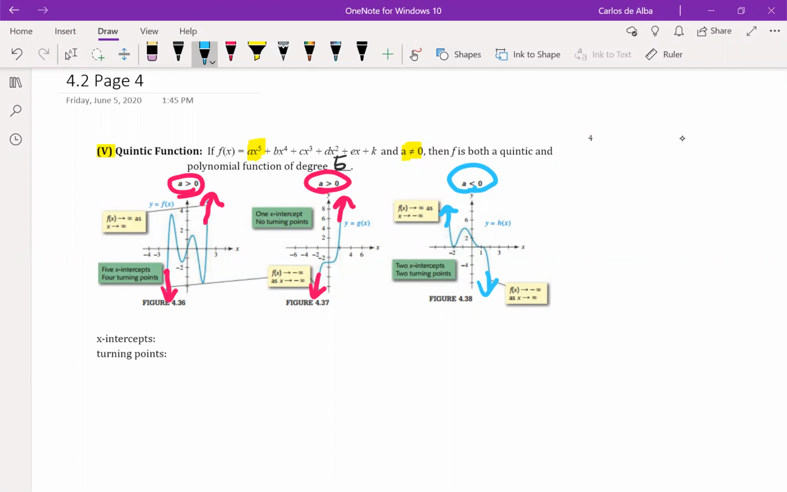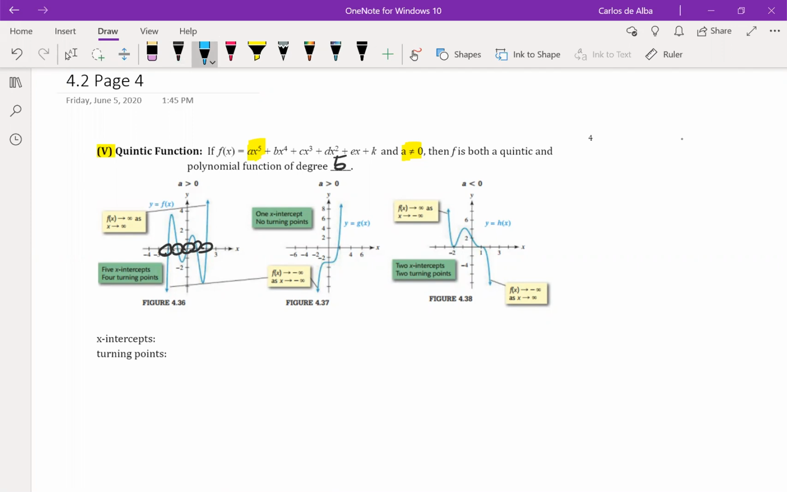Now let's look at the little green boxes. The first one says we have 5 x-intercepts and 4 turning points. Now the question is, what does that mean? Well, for x-intercepts, we see we've got these crossings. We can count 5 of them. So it crosses the x-axis 5 times. It has 5 roots or solutions, which is something we're going to go into later on.